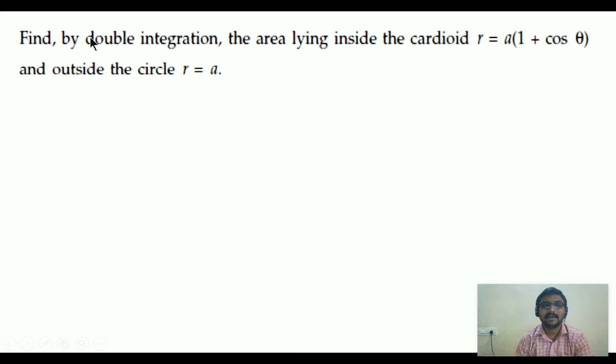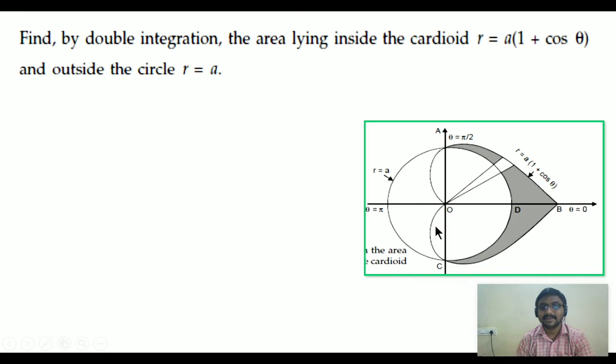Now another problem: find by double integration the area lying inside the cardioid and outside the circle r equal to a. So it is the cardioid and the circle. The cardioid clearly meets theta equal to 0, theta equal to pi by 2, theta equal to pi and theta equal to 3 pi by 2. So we can draw the rough sketch of the region. Simply by taking the intersection points, we take the theta values and compute the r values, so that the rough sketch is drawn easily. And we will have a circle r equal to a, with center at the pole and having radius a units.